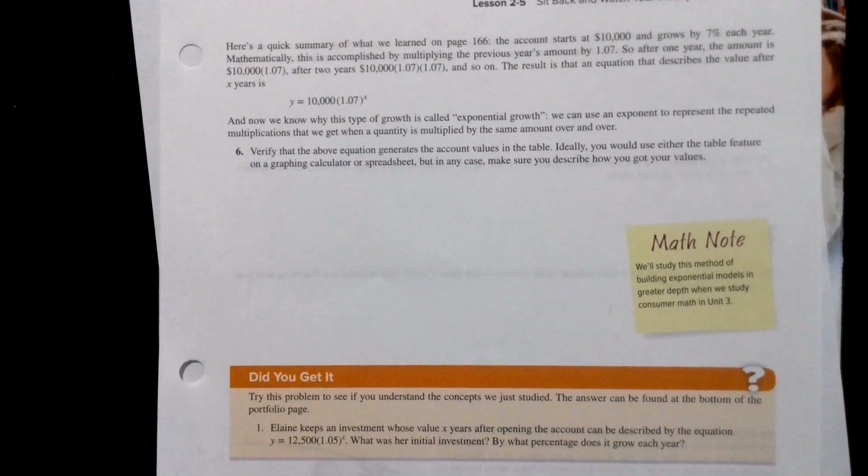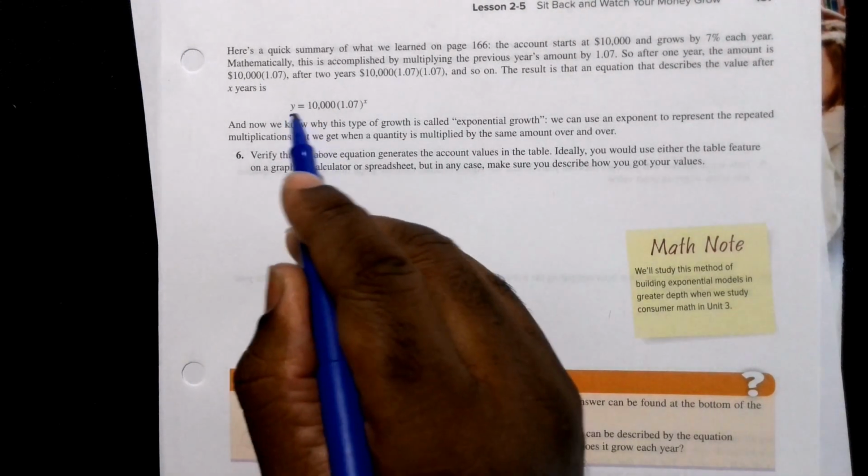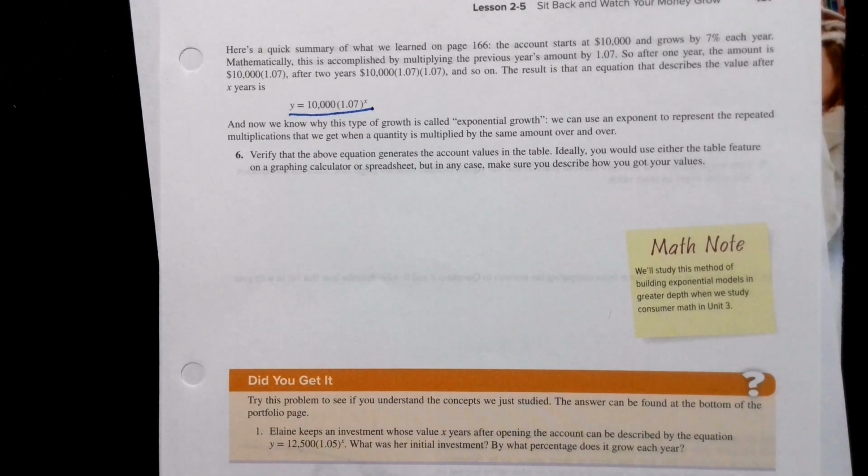Here's a quick summary of what we learned on page 166. The account starts at $10,000 and grows by 7% each year. Mathematically, this is accomplished by multiplying the previous year's amount by 1.07. So after 1 year, the amount is 10,000 times 1.07. After 2 years, it's 10,000 times 1.07 times 1.07, and so on. The result is that an equation that describes the value after X years is, now it'll be y equals 10,000 times the parenthesis 1.07 to the X power to indicate the years.